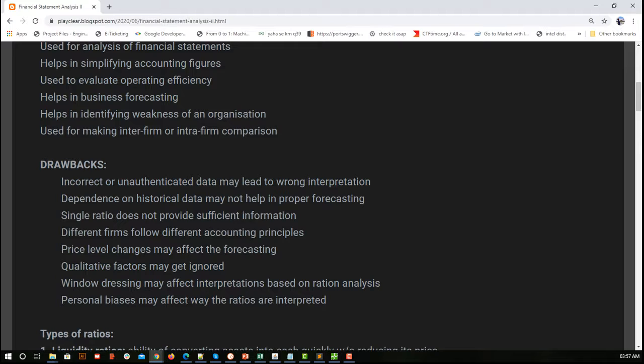Okay, price level change, these are some of the external factors. Okay, qualitative factors, window dressing may affect. So here, window dressing, when we are traveling on the roads and there are shops on the corners, there will be the newest dress or the newest brand that has come in, and they'll display that on the board, right? Based on just the outside things, we cannot judge what is there inside. It can be correct, it is legitimate, but it is not for sure. So that's how window dressing may affect the interpretations.